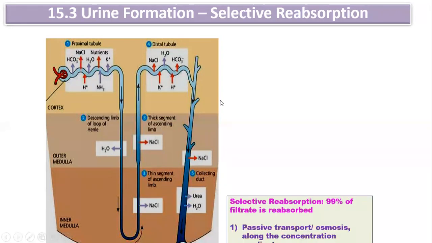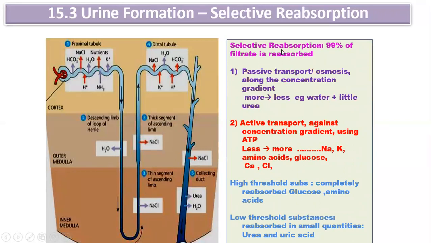So you can see the steps of selective reabsorption, where 99% of the glomerular filtrate is reabsorbed. Two processes are involved: passive transport and active transport. Passive transport is always along the concentration gradient, from high concentration to low concentration. Water and urea are involved in passive transport. Active transport is always against the concentration gradient, from low concentration to high concentration. Sodium, potassium, amino acids, glucose, calcium, and chlorine can be absorbed by active transport.